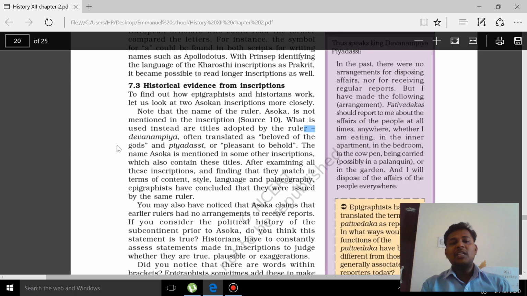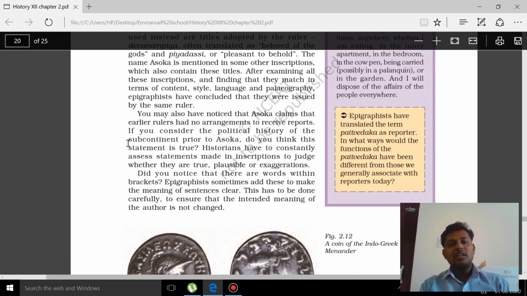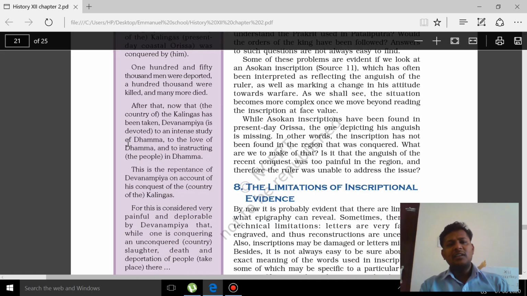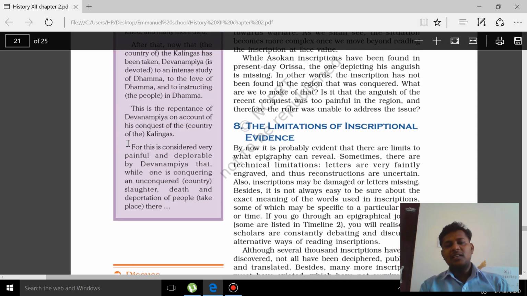They may ask what is the meaning of Devanambiya, or to whom this title indicates. That is King Ashoka. So nothing more important in this. You can skip this topic.